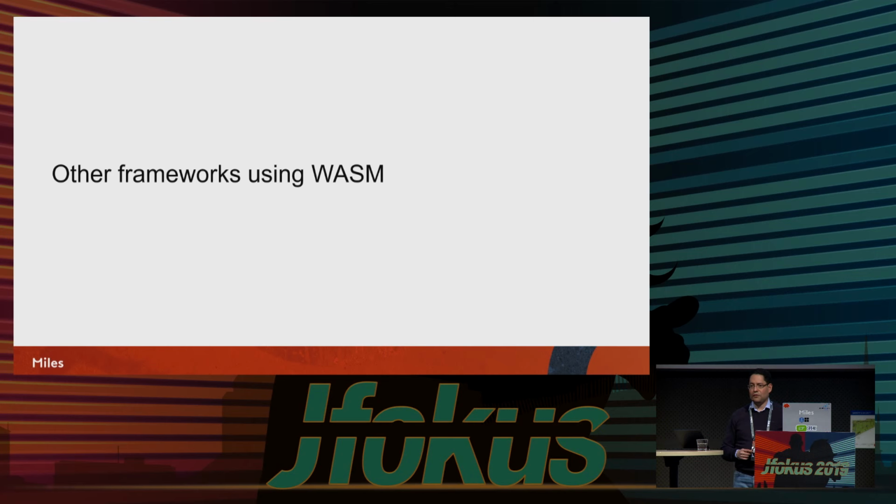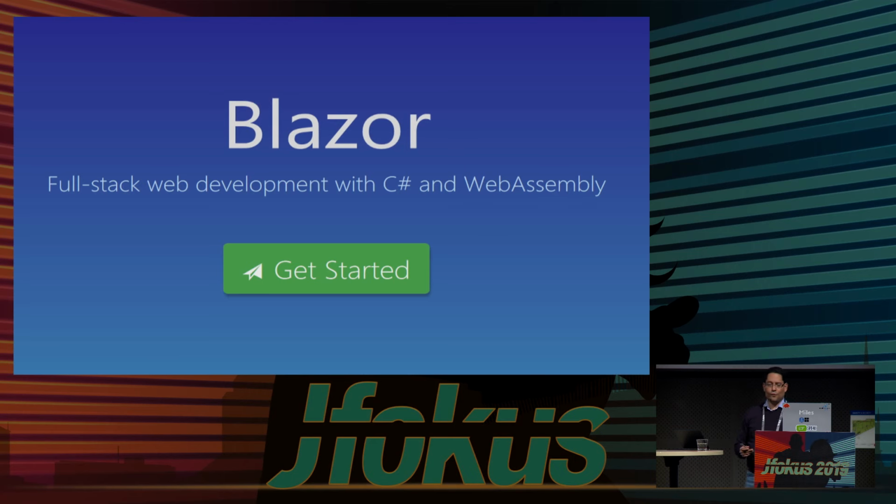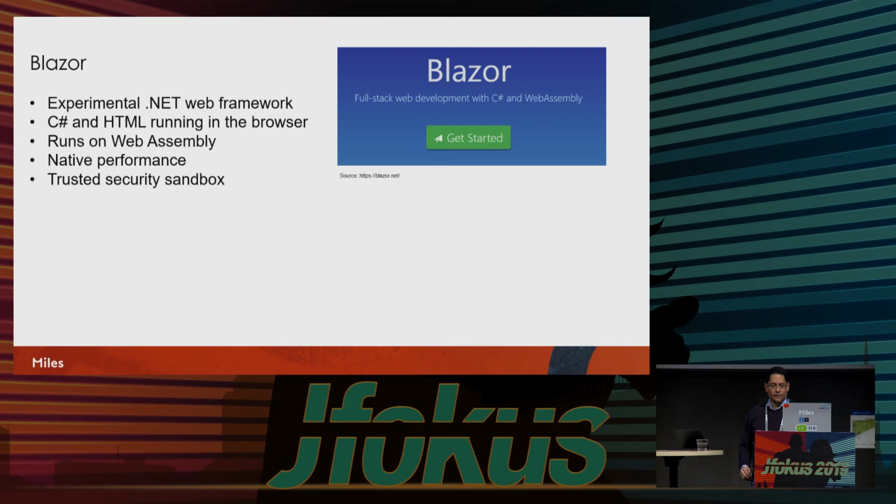I'm also going to talk a little bit about a new framework which can be interesting to know about, using WASM. This framework is called Blazor. What Blazor enables you to do is full stack web development using C# and WebAssembly. That means that as a C# developer, you can write your whole web application just using C#. I should also say that this is an experimental framework, so it's not something you should use in production. But basically, it runs on WebAssembly, it has native performance, and, I haven't said this, WebAssembly runs under the same security as regular JavaScript. So there are a lot of things that you can't really do. It runs under the same conditions as JavaScript.